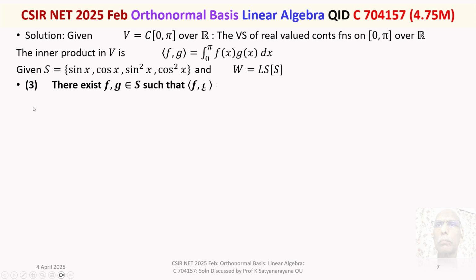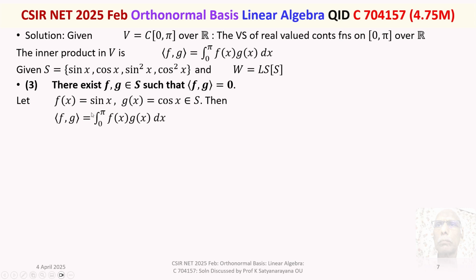Option 3. There exists f, g belongs to S such that the inner product of f and g is equal to 0. Very clearly, you take sin x and cos x and take the inner product, that will be 0. Let f of x is equal to sin x, g of x is equal to cos x, belonging to S. Then the inner product of f with g is integral 0 to pi f of x g of x dx, that is equal to integral 0 to pi sin x cos x dx.